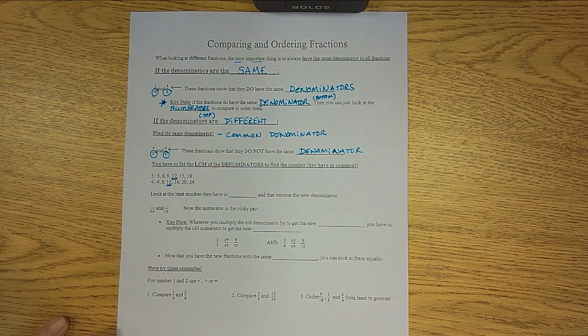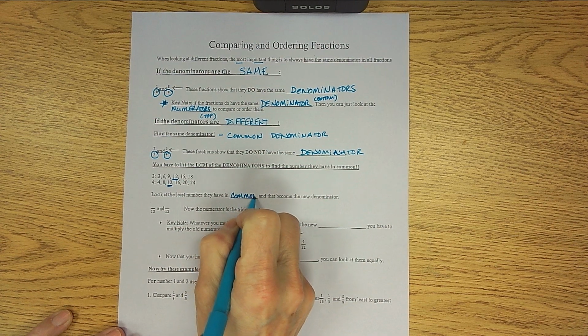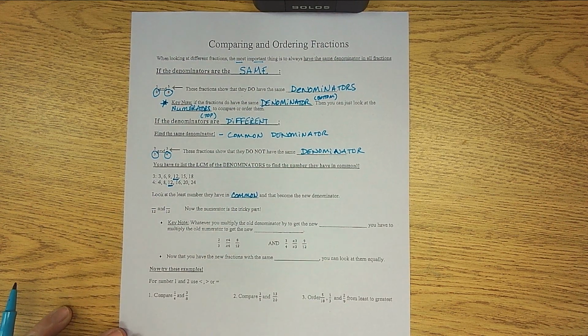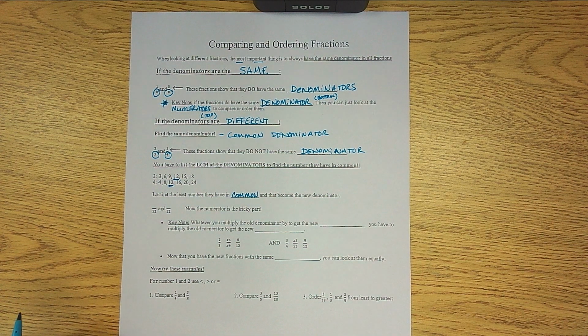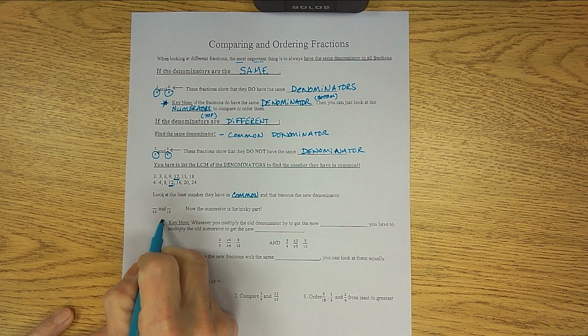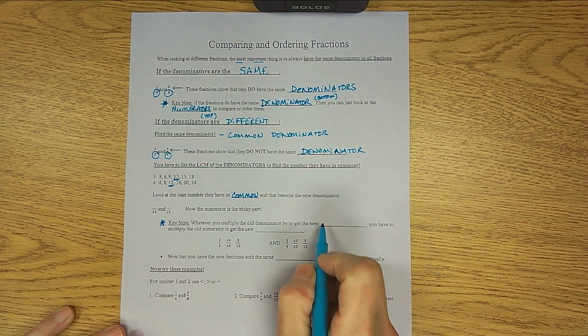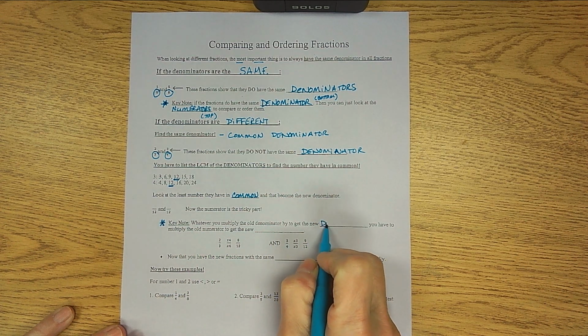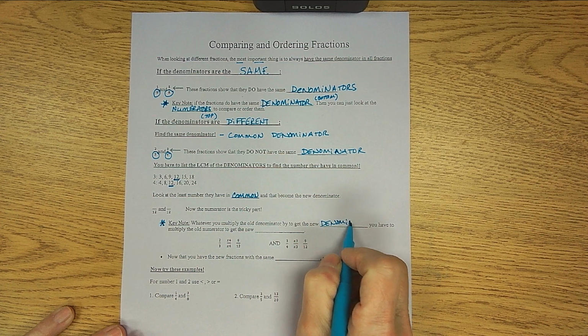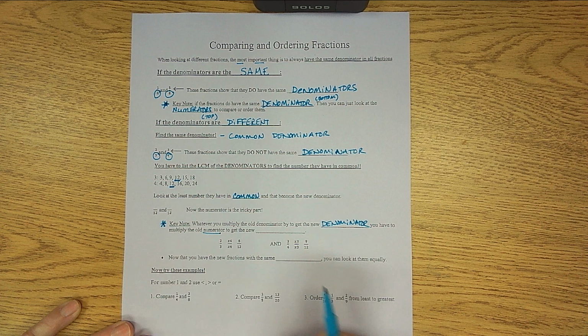So we're going to look at the least number they have in common. That's why we call it a common denominator. Okay, the least number they have in common. Now, the numerator's a little bit tricky, okay? So, here's another keynote for us. Whatever you multiply the old denominator by to get the new denominator, you have to multiply the old numerator by to get the new numerator.